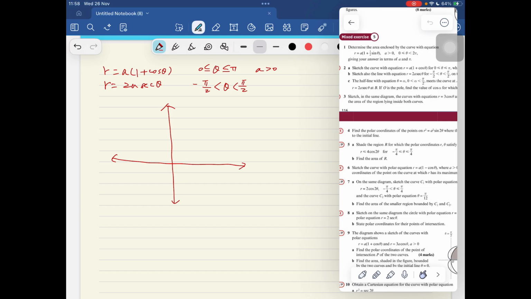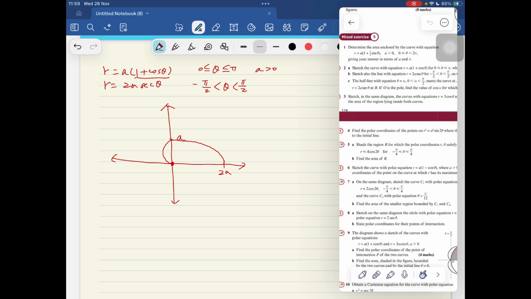I cannot remember the graph very well, so I usually do it from scratch. When theta is 0, cos theta is 1, so r is 2a. When theta is pi over 2, cos theta is 0, so this is a. And when theta is pi, cos pi is negative 1, which gives 0. There is no negative value here, so r is always positive. So it must be something like this.